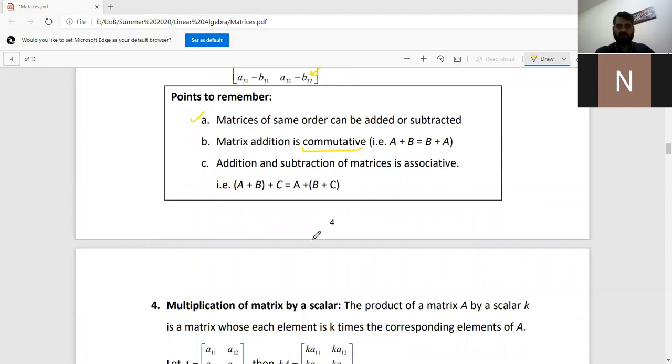It means if we are adding three matrices at the same time, A plus B plus C, then it doesn't matter which two matrices you add first. If you add A plus B first and then add C, it will give you the same result if you add B plus C first and then add A.